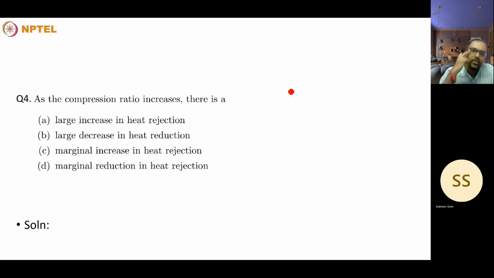heat rejected decreases. So there will be a slight decrease in the rejection of heat when the compression ratio increases. So the answer will be this one. We can't keep on reducing the heat rejected forever. There will be a stalling effect after a while where it remains constant.